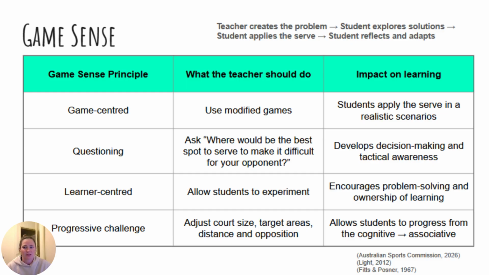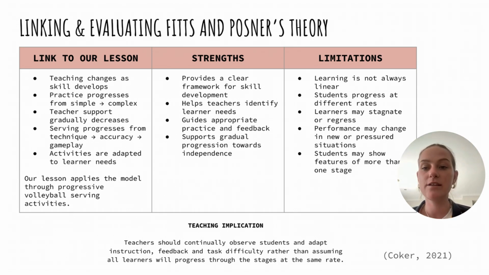Finally, Fitts and Posner suggests that beginners in the cognitive stage require greater guidance. As they progress towards the associative stage, we can reduce our instruction and increase game complexity. Therefore, Game Sense shifts our role from instructor to facilitator, supporting both technical development and tactical decision-making. Finally, when we link our lesson back to Fitts and Posner, we can see that the model has influenced the way we have structured our teaching. We've moved from simple technique-based practice towards accuracy and eventually gameplay, while gradually reducing the amount of teacher support.